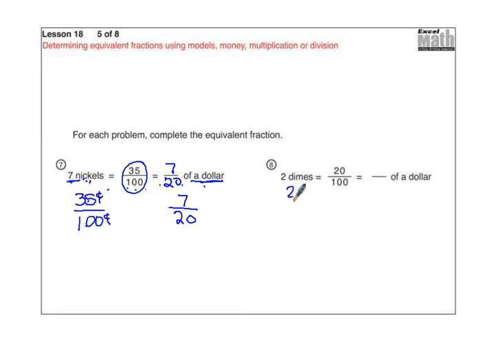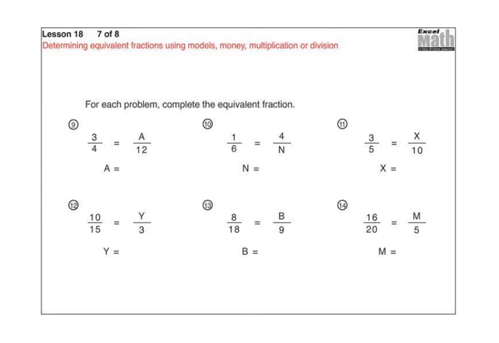2 dimes, that's of course equal to 20 cents. 20 cents out of 100 cents is the portion of the dollar that these 2 dimes are. So that's why they wrote 20 out of 100. Well, we could also say that it's 2 dimes out of how many total dimes that make a dollar? 10 dimes make a dollar, so 2/10 of a dollar. And if you're really good at this fraction stuff, you know that that's the same thing as 1/5 of a dollar. All right, moving on.